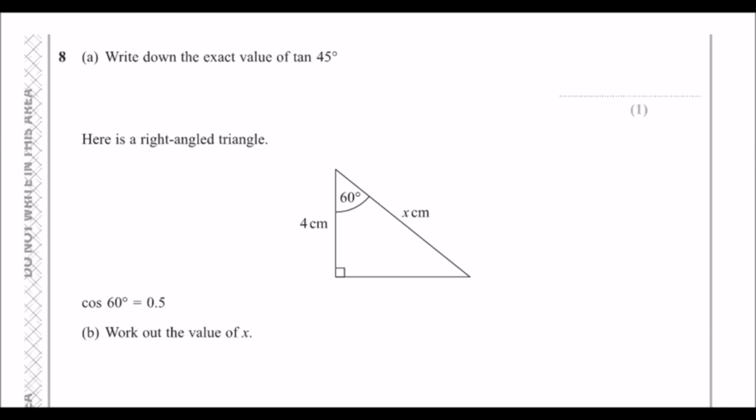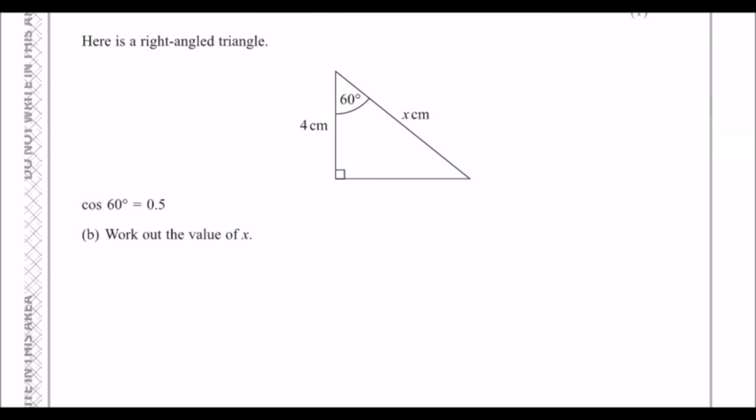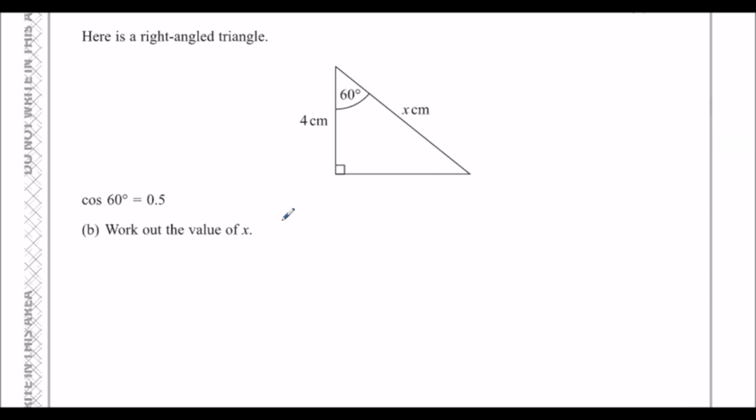Question 8. Write down the exact value of tan 45. Tan 45 is 1. Here is a right-angled triangle. So we've got a SOHCAHTOA question. Cos 60 is 0.5. So they're telling us what cos 60 is. So we just need to answer the question.